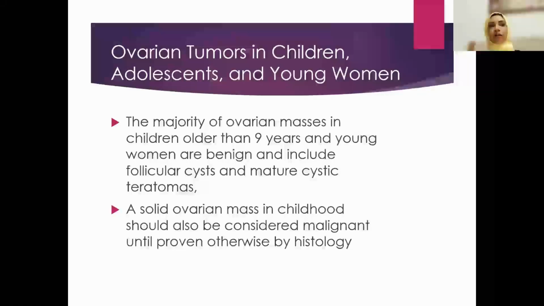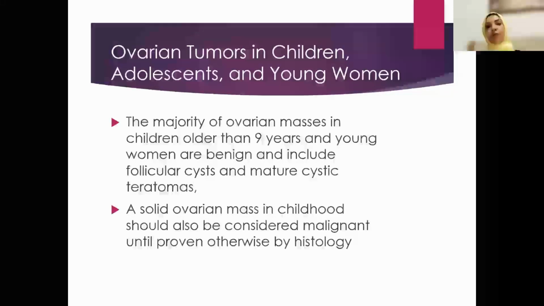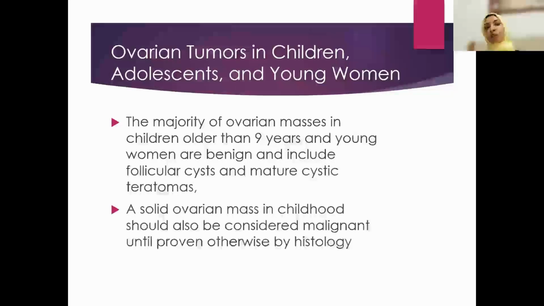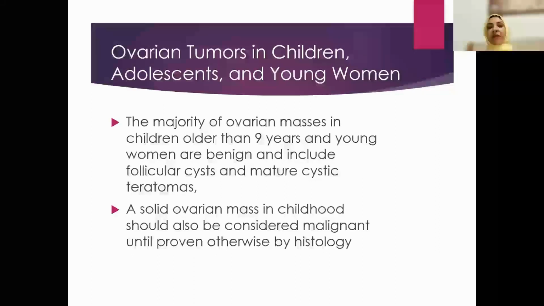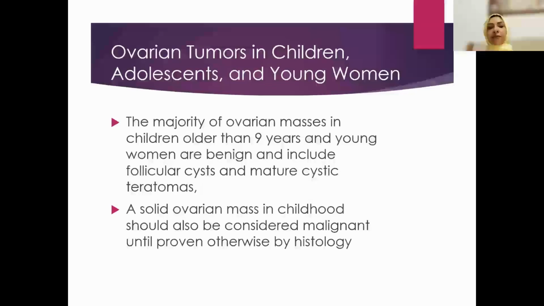Just a quick word about ovarian tumor in children. If the girl is more than 9 years, it's probably benign. Lesion may be more commonly a simple cyst or follicular cyst or mature cystic teratoma, while if the lesion is discovered in less than this age, it's probably malignant.